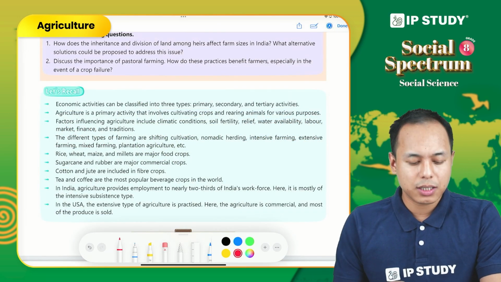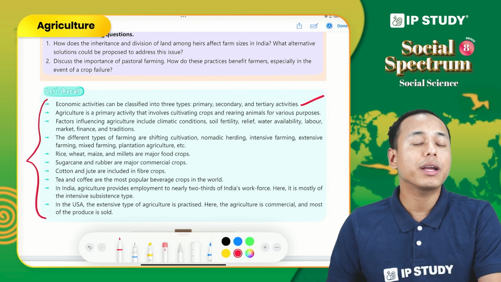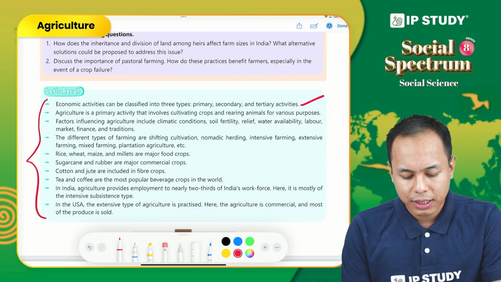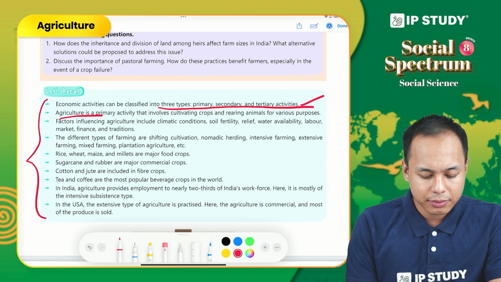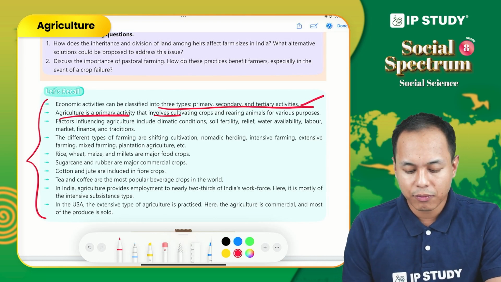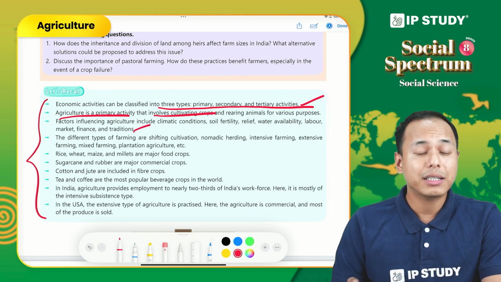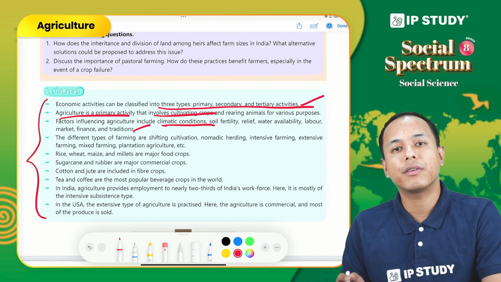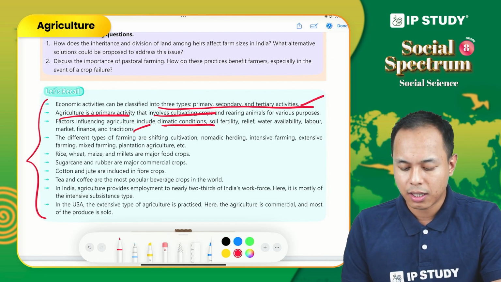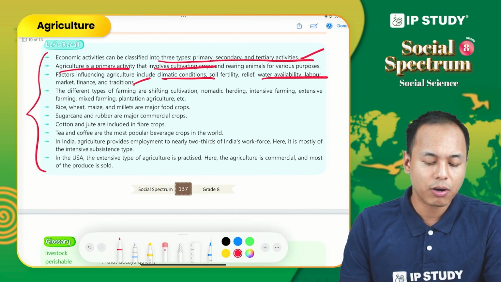So now let us discuss few important points that we have discussed in this chapter. Economic activities can be classified into 3 types: primary, secondary and tertiary. Agriculture is a primary activity and it involves cultivating crops as well as rearing animals. Factors that influence agriculture include climatic conditions, soil fertility, relief. These are all physical factors. On the other hand, labor, market, finance and traditions, these are all human factors.